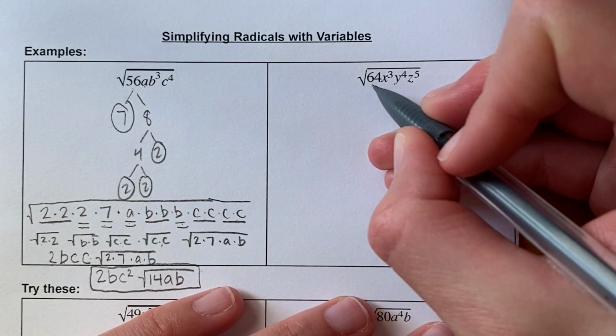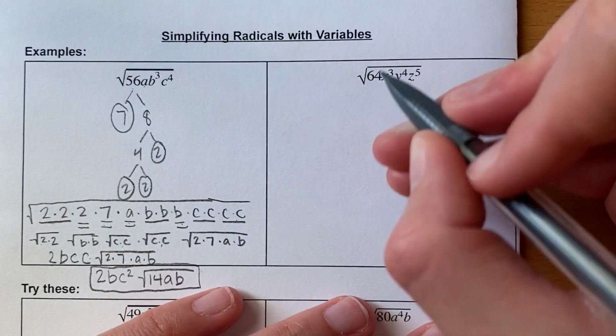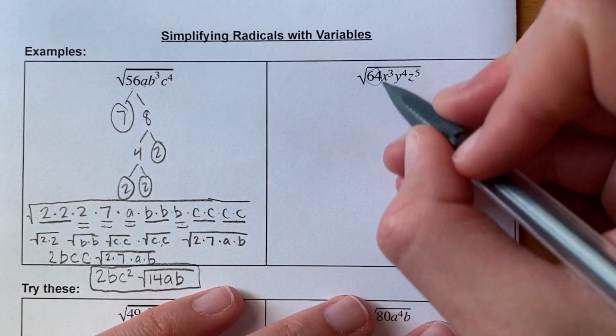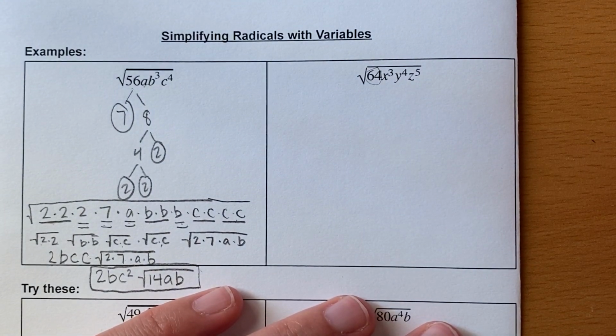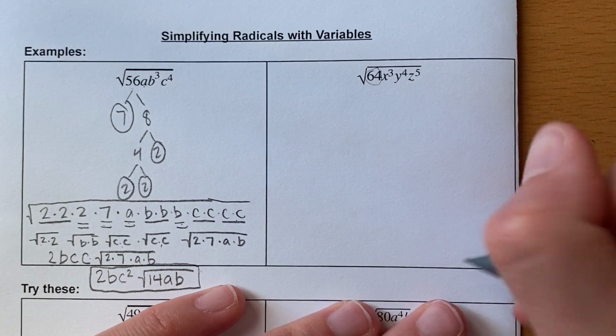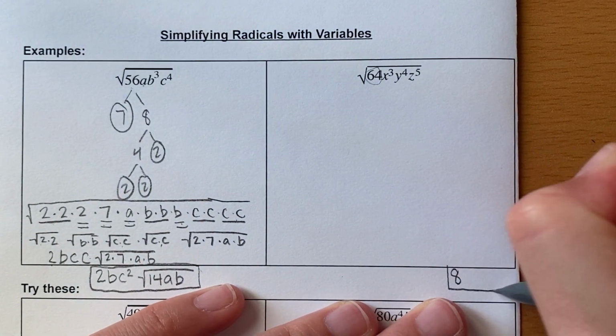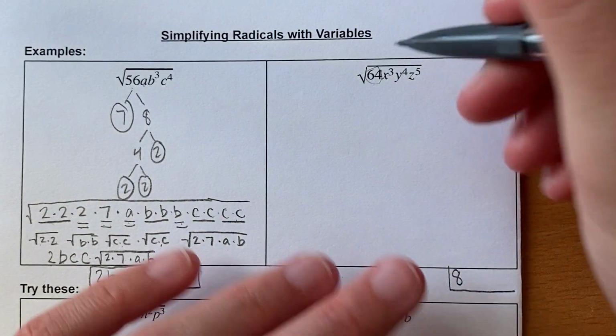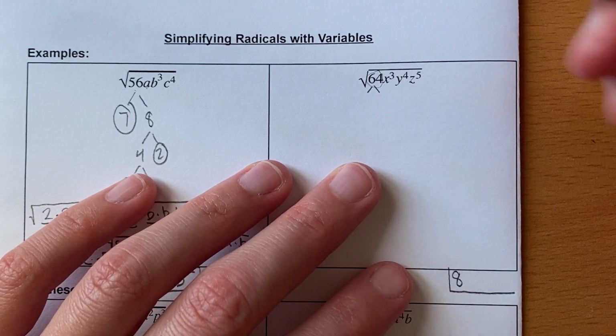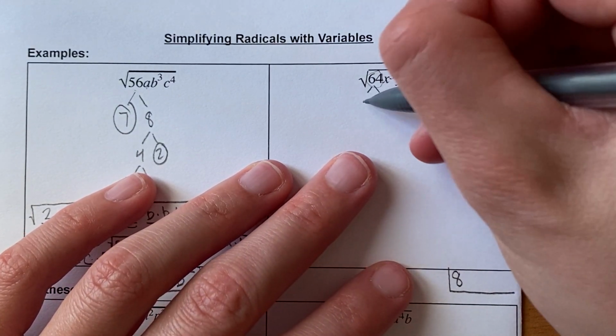The square root of this number is 8. Okay, this right here, that's the number 8. So I know at the end, my answer is going to just have an 8 on the front. Now if you go and you factor it, here's what's going to happen. I'm going to show you.